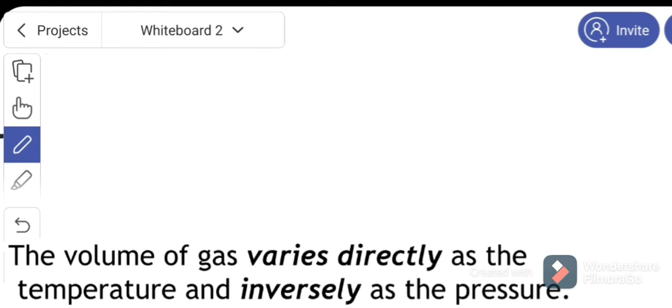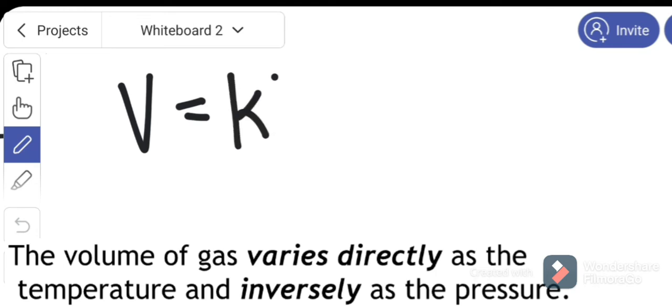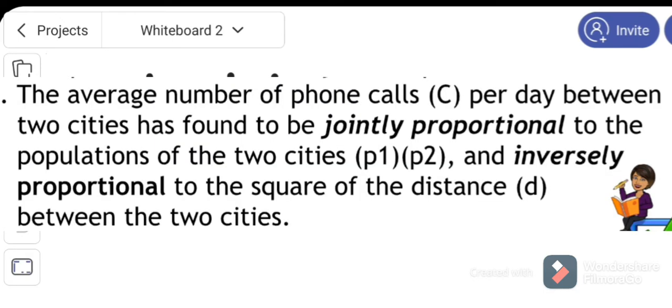The volume of gas varies directly as the temperature and inversely as the pressure. So let us assume variables. Volume of a gas varies directly as the temperature T and inversely as the pressure P.